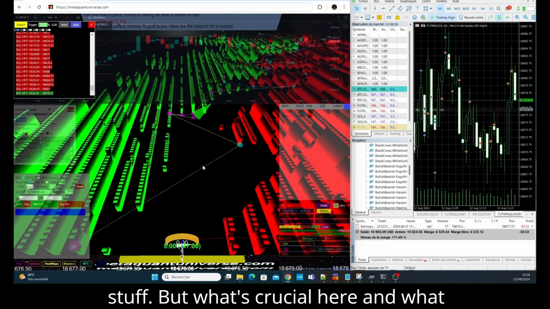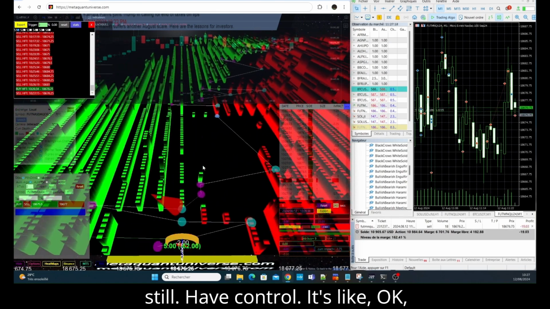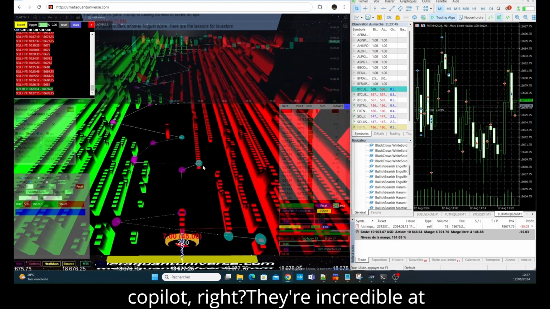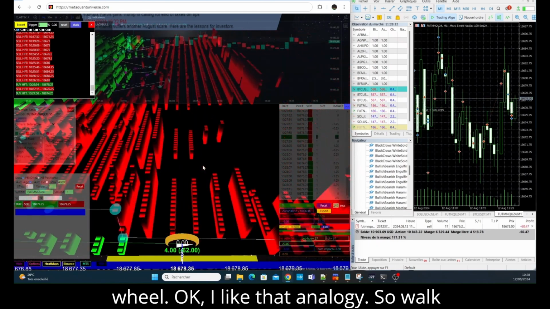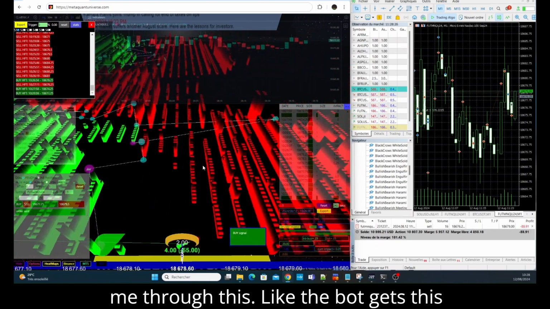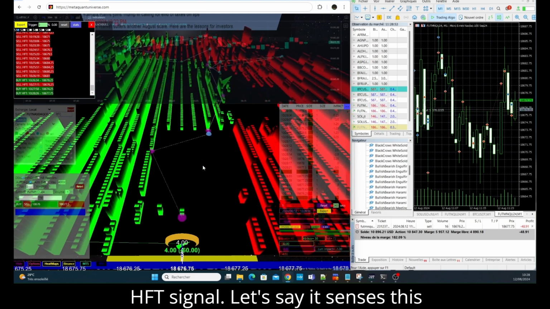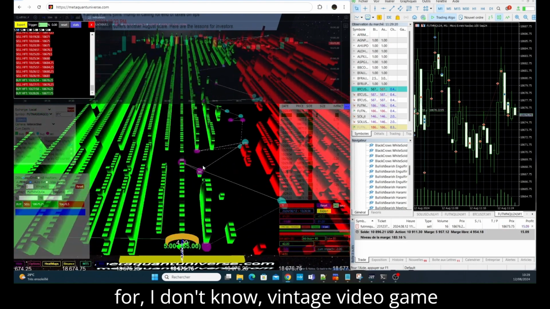But what's crucial here, and what this document emphasizes, is that you still have control. Imagine you've got an amazing co-pilot, right? They're incredible at reading the roads, spotting those turns, but you still have your hands on the wheel. Okay, I like that analogy. So walk me through this. The bot gets this HFT signal, let's say. It senses this sudden, I don't know, surge in demand for, I don't know, vintage video game cartridges.